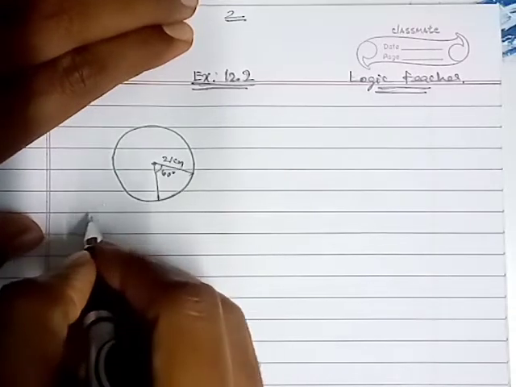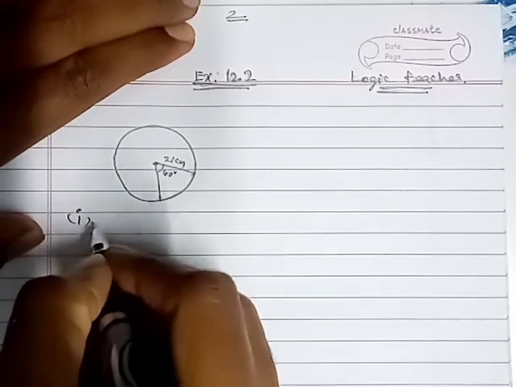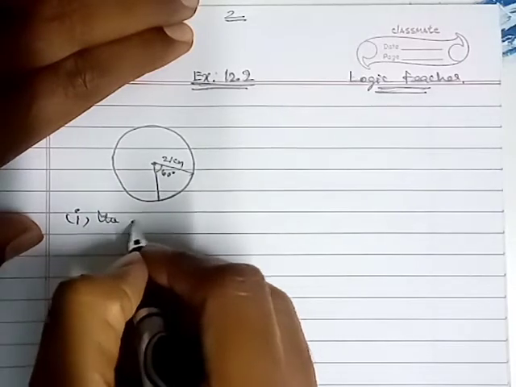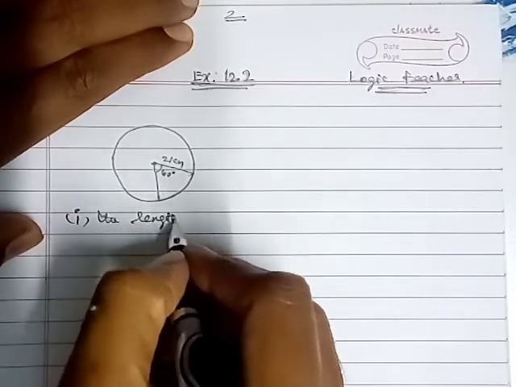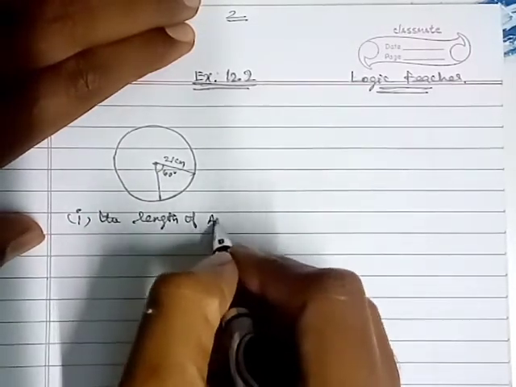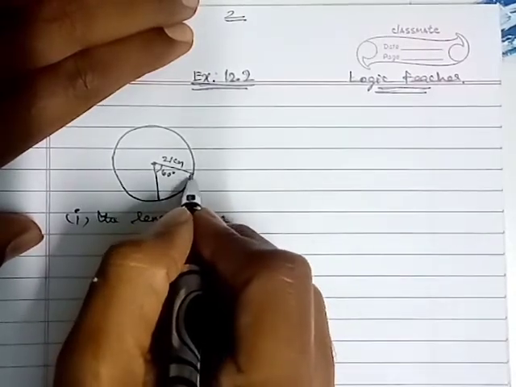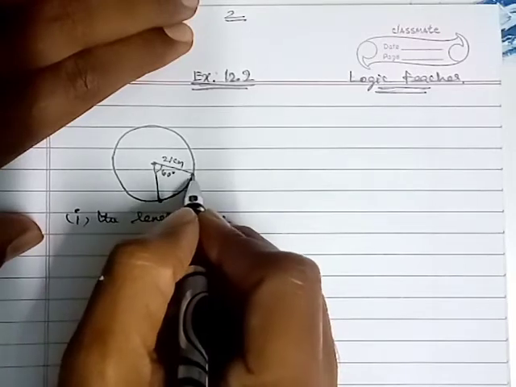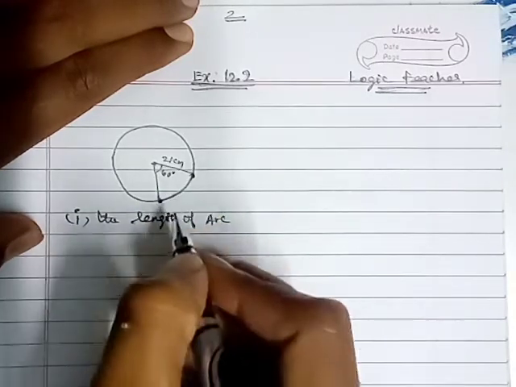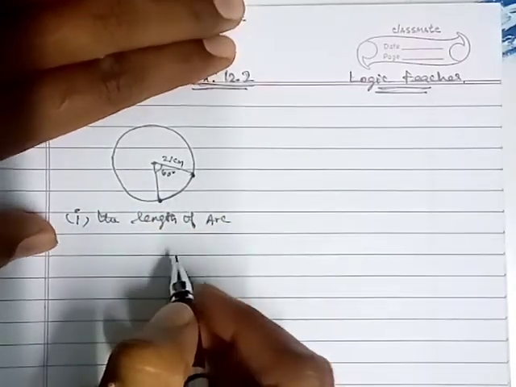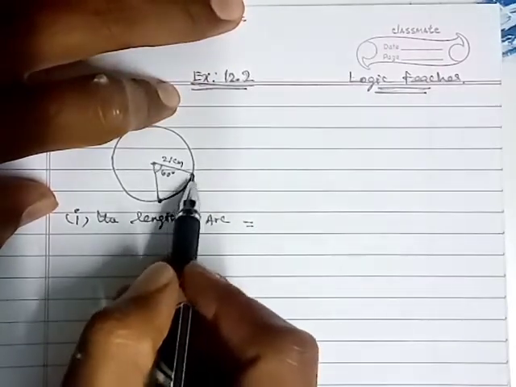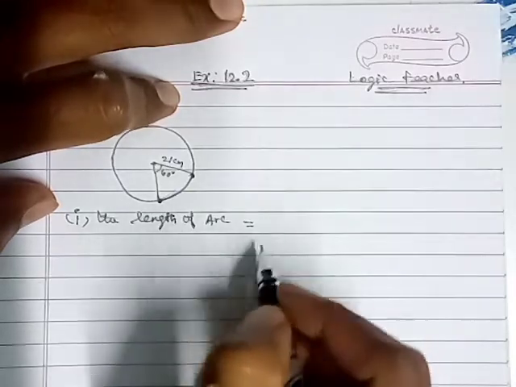Okay, find first, the first one is the length of the arc. What is the length of arc? From this point to this point, the length of the arc. How can we find that? That is, arc is in the circumference, right? So we have to use circumference formula for this.